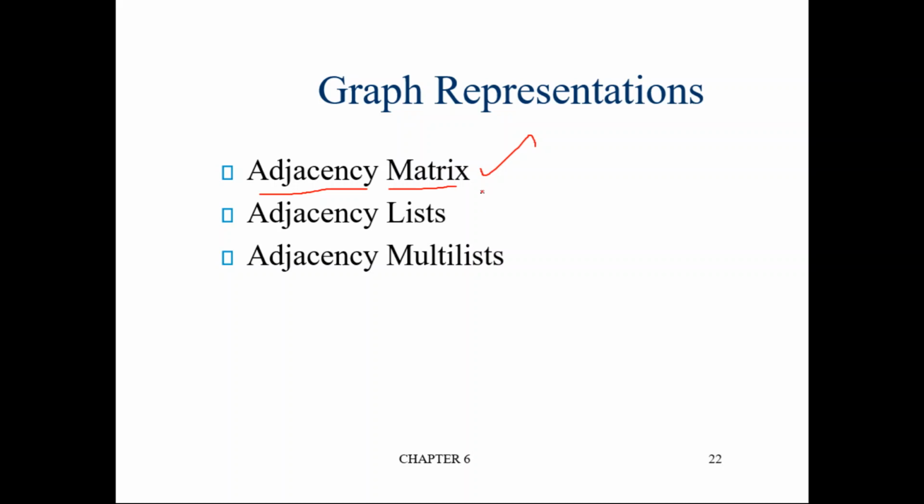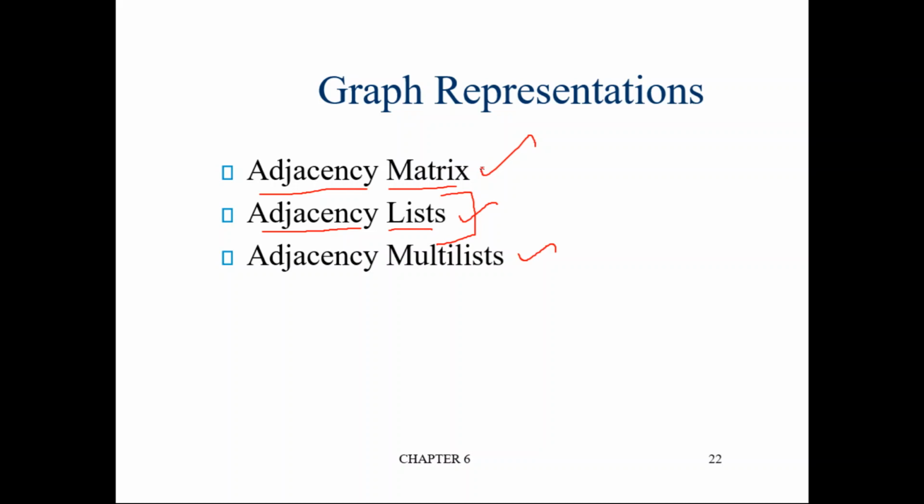The second method is by using a list, similar to a linked list. Using a linked-list style of representation, we represent the graph. This type of representation is called an adjacency list. The third way of representation is called adjacency multi-list. So these are the three different ways of representation we are going to discuss: adjacency matrix, adjacency list, and adjacency multi-list. In adjacency list, we will be discussing one or two subcategories also.